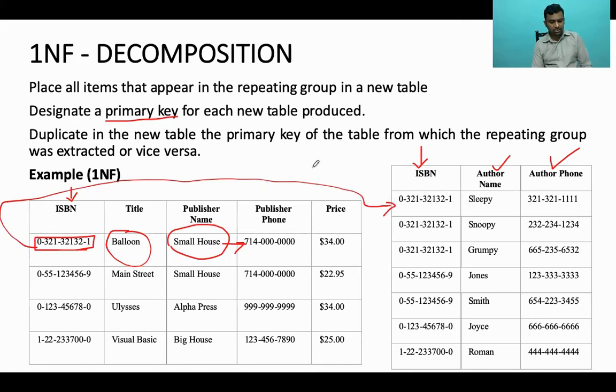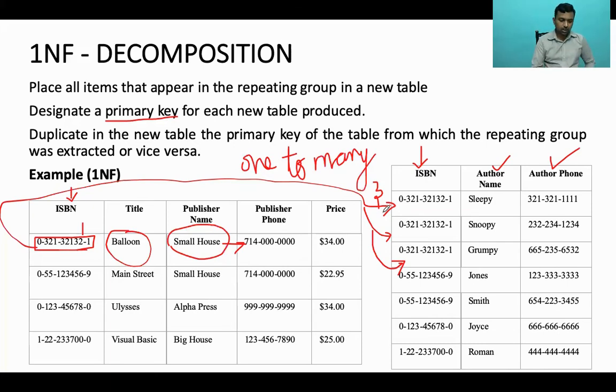Is there any more relationship? Yes, I have one more here, Snoopy. I have one more here, that is Gumpy. Now what kind of relationship am I having? One here, and here we have three. So this relationship is one to many. What we have here is a one to many relationship. One ID is identifying three rows in the next table. You're with me, guys? Yes.